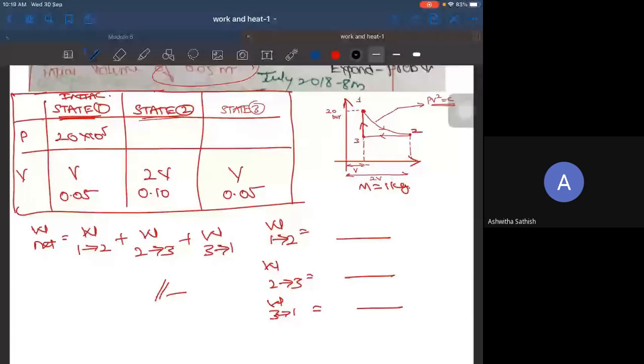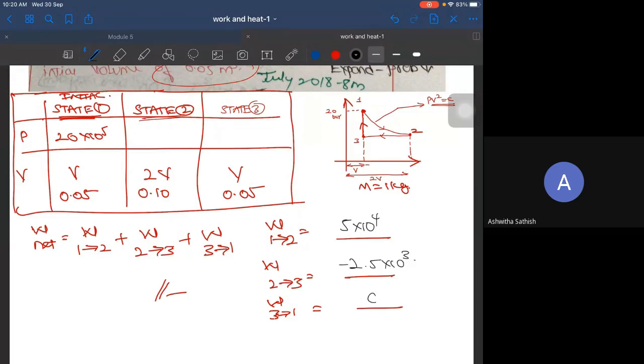Give your answers, first problem. Work 1 to 2 is 5 into 10 power 4. So it's 5 into 10 to the power of 4. Okay. Work W 2 to 3 is minus 2.5 into 10 power 3. Minus 2.5 into 10 power 3. Yes. And the next one would be 0.